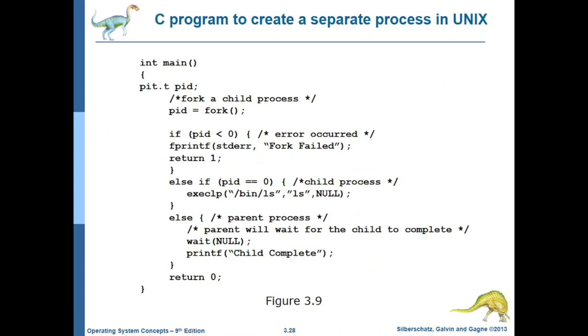This slide shows a C program that creates a separate process in Unix using the fork and execlp system calls. The fork system call creates a new process that is an exact copy of the calling process. The new process is called the child process, and the original process is called the parent process. The fork system call returns a value to both processes, which is the process ID of the child to the parent and 0 to the child. If the fork system call fails, it returns a negative value to the parent.